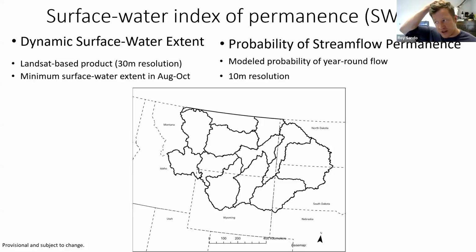Finally, incorporating off-channel water extent. We have a project that is, our publication is currently in review. But essentially, the idea here was to combine our Prosper modeling output for streams with the dynamic surface water extent data set for off-channel water bodies.